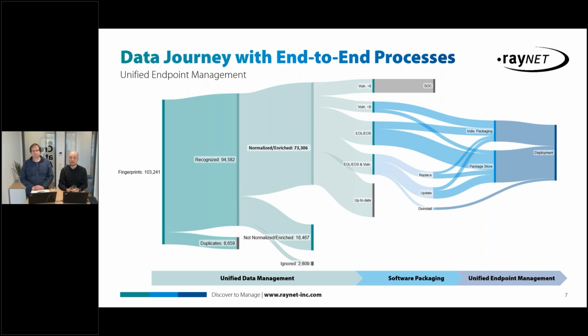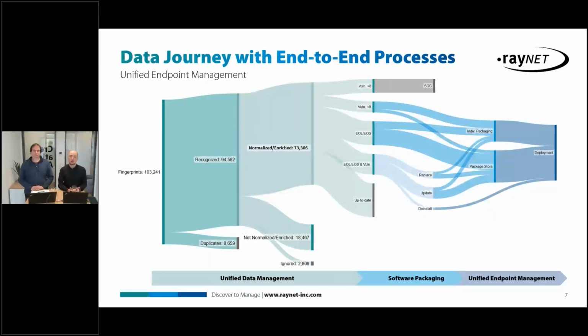There also were about 18,000 not normalized, not enriched products, as well as 2,000 ignored products. That's totally normal because that might be individual software, for example, which is handled a different way internally. Of course, if you think about that use case at your side, you can also add that software to our catalog, and it can then be normalized and enriched as well.